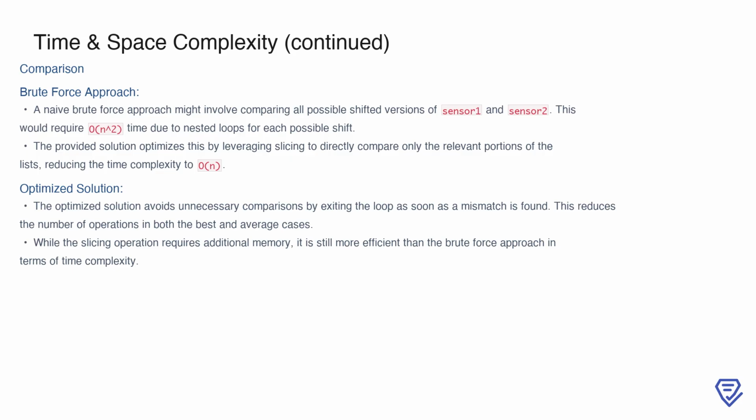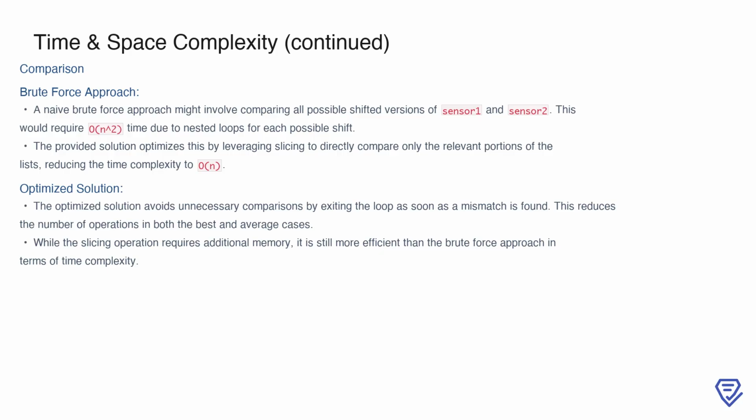When comparing the provided solution to a brute force approach, the differences in efficiency become clear. A naive brute force method would involve comparing all possible shifted versions of sensor 1 and sensor 2. This would require nested loops to handle each possible shift, resulting in a time complexity of O(n squared).